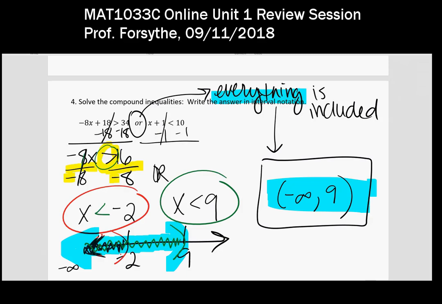Okay? Just so we know the difference, let's say this was the exact same problem, but or said and. It would be an and inequality. If it were and, then you would want where they overlap, and it would only be the part where they overlap over here to the left. But since it's or, we want to include everything, so that's why we have this as our answer here. It doesn't have to overlap.